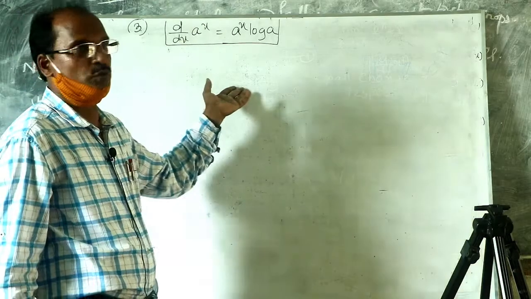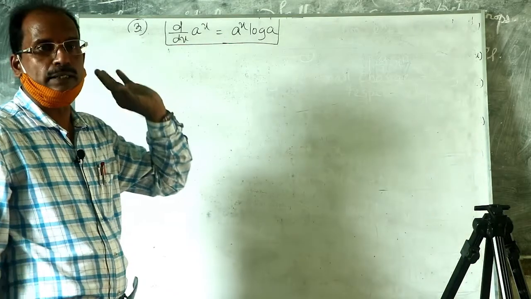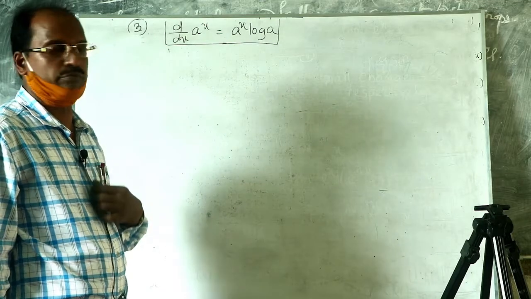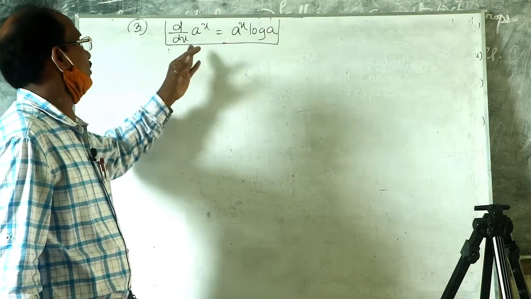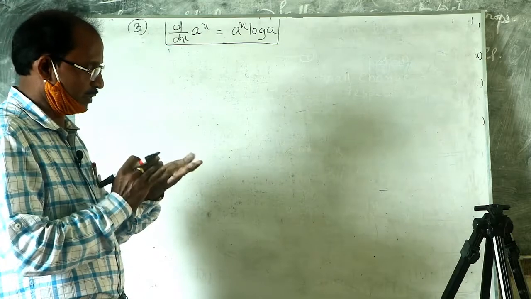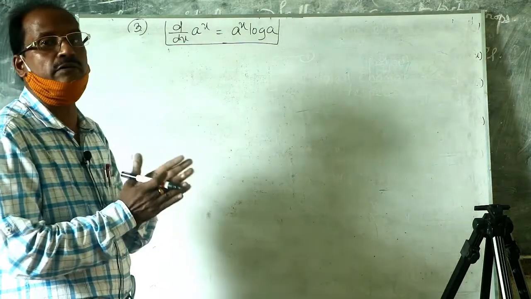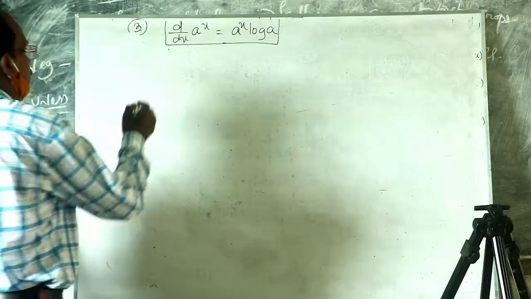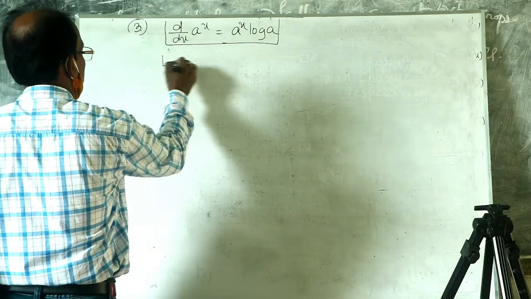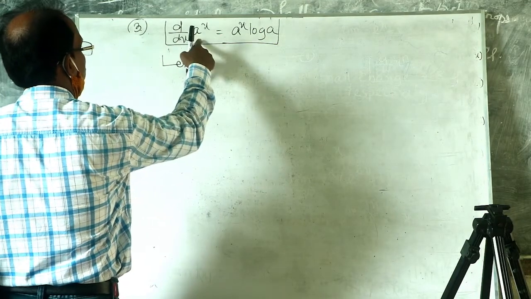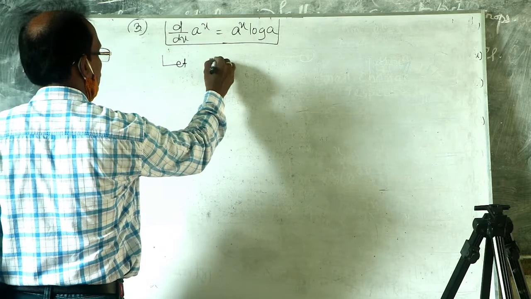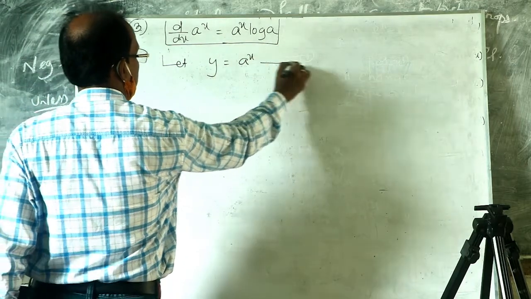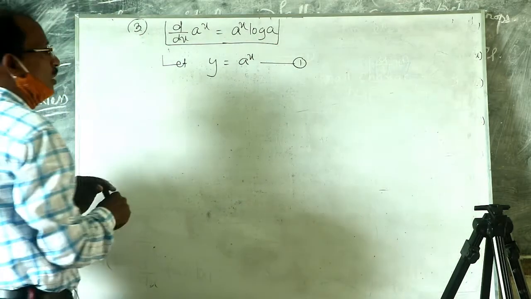Let us come to the third formula. We shall prove the third formula: the derivative of a to the power x is equal to a to the power x into log a. To find the derivative of a to the power x, we shall take y as a to the power x. This is equation 1.